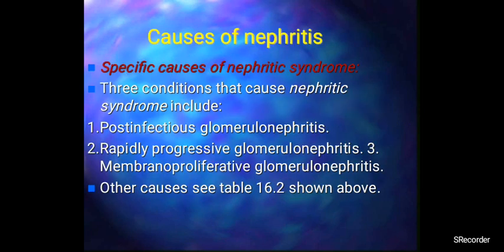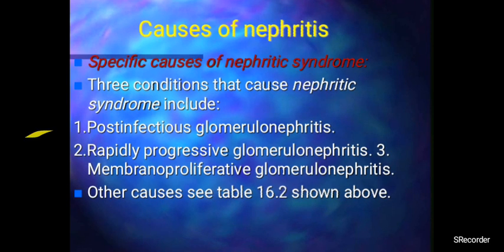Furthermore, when we look at the causes of nephritic syndrome, for the specific causes, there are 3 conditions that can cause nephritic syndrome. Of course, one being post-infectious glomerulonephritis, second being rapidly progressive glomerulonephritis, and the third being membranoproliferative glomerulonephritis.